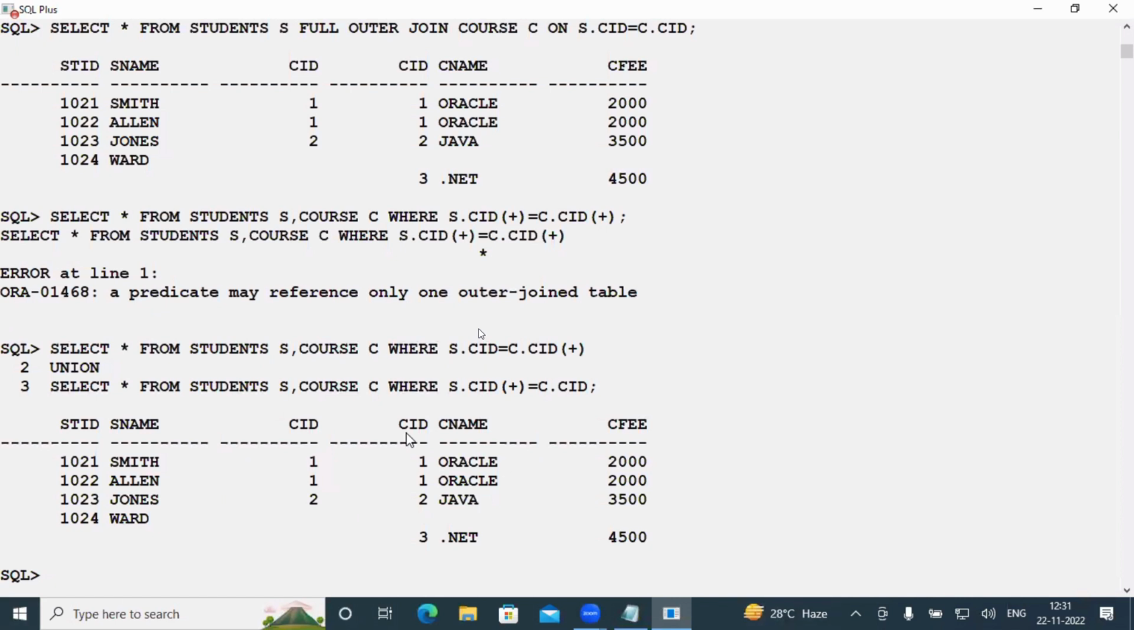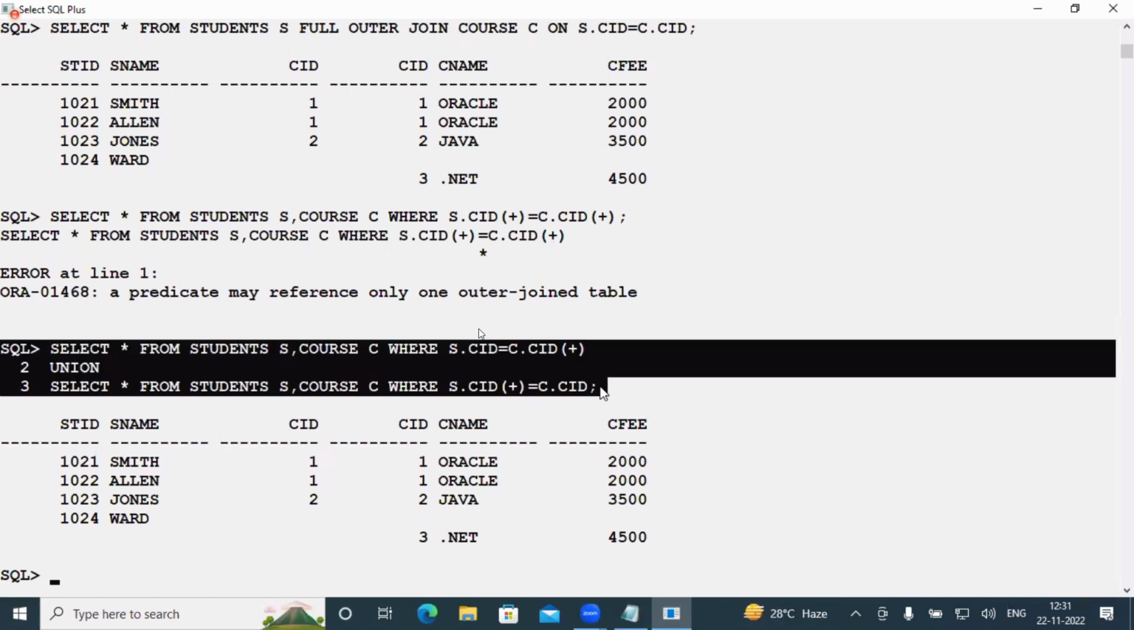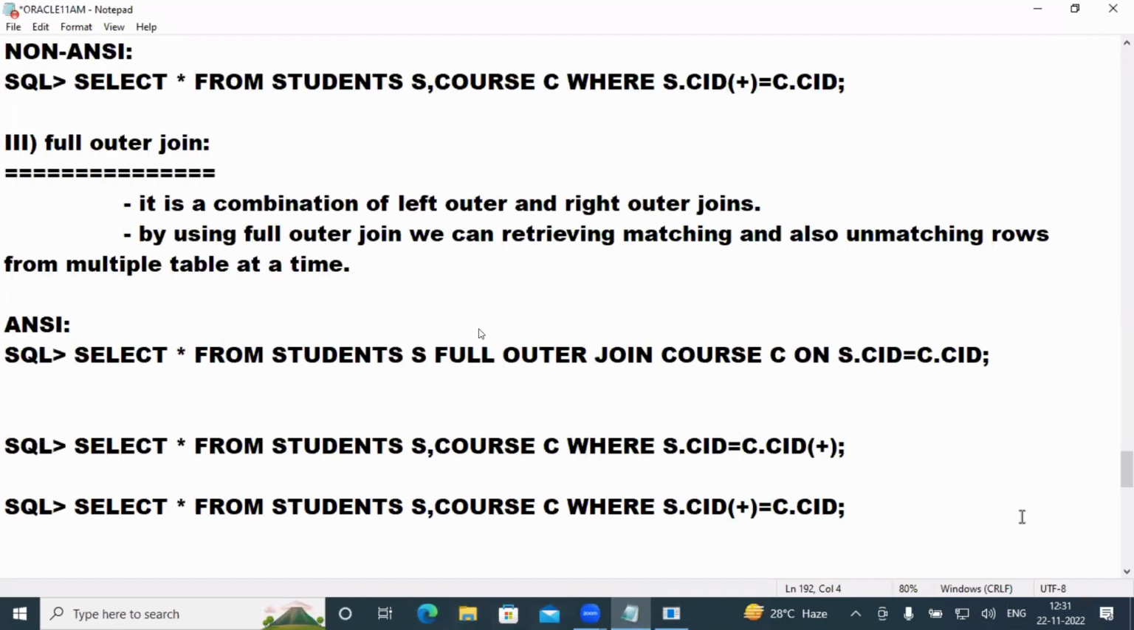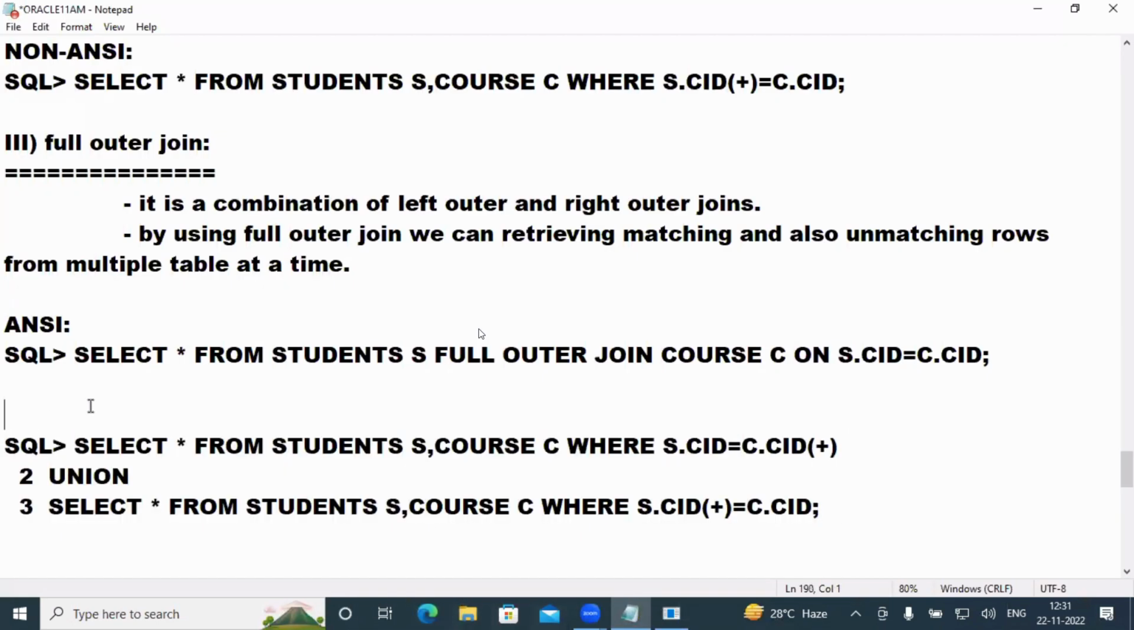Okay. This is what we call a full outer join in non-ANSI format. So these are the outer join mechanisms, guys. As of now, we discussed three types of joins: equi join, non-equi join, and outer joins. And three remain: self join, cross join, and natural join. These three joins we will discuss in tomorrow's session.